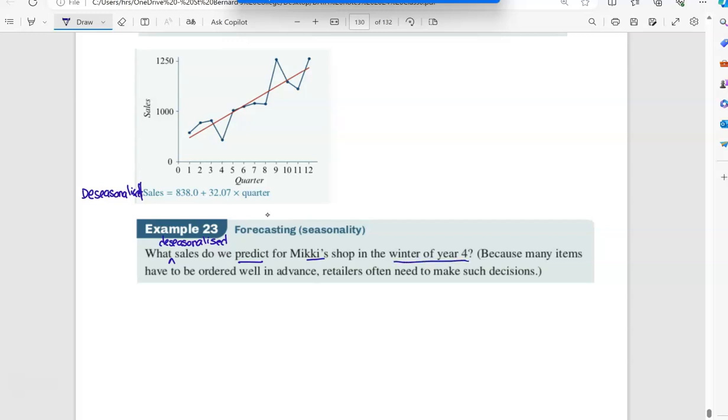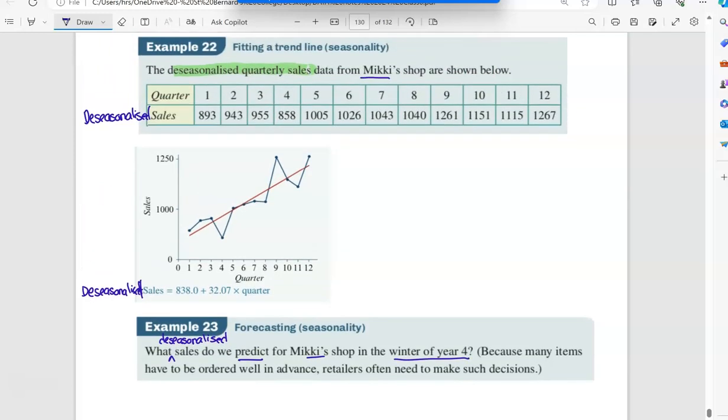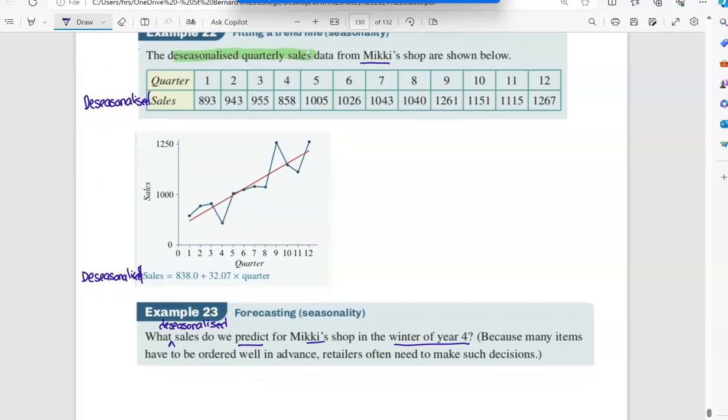Now, they want winter of year 4. So if you look at it, it was using the data before. So year 1 was, I believe, I can't remember. So year 1 was here. So we've got year 1, year 2. So we have 3 years of data. So if you think about year 1, 2, 3, and 4, if you had the seasons, summer, autumn, winter, spring, that's how they worked it out.